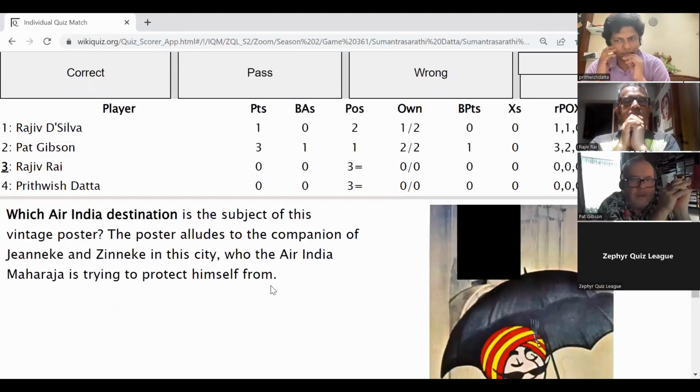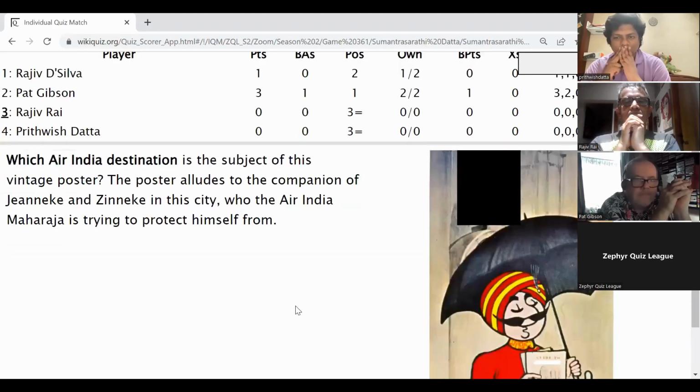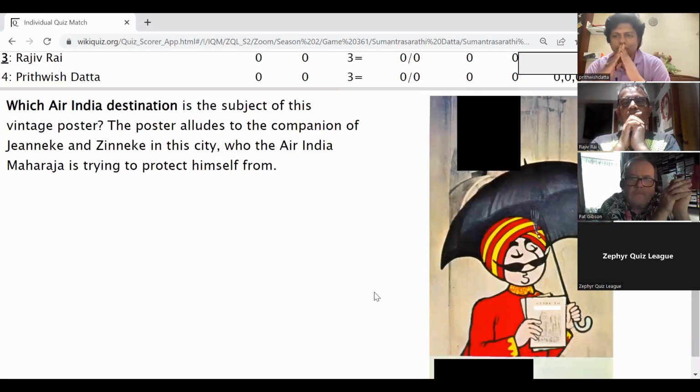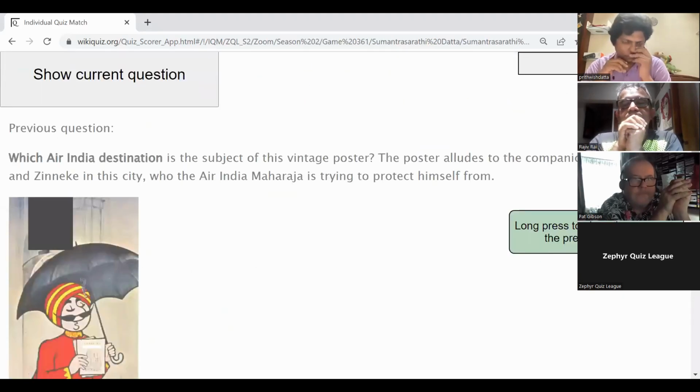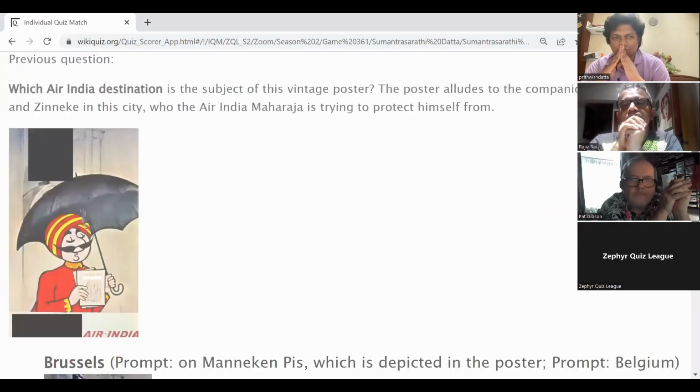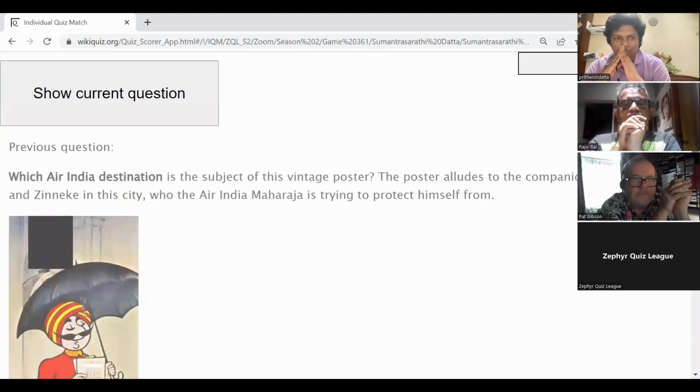Okay. Which Air India destination is the subject of this vintage poster? The poster alludes to the companion of Janika and Zinika in the city, who the Air India Maharaja is trying to protect himself from. Brussels. Yeah, Brussels is correct. The reference being to the space statues, also Mannequin in the other one.